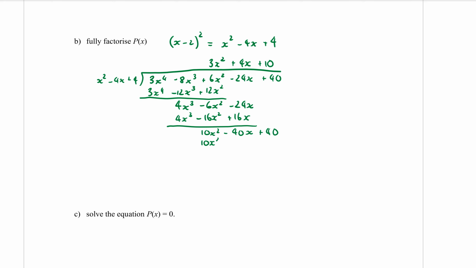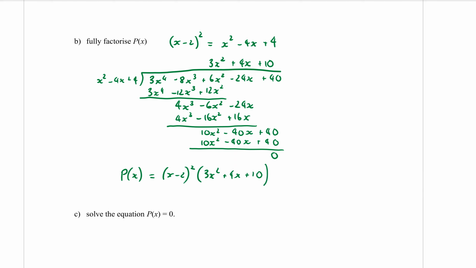Timesing it back out, we get 10x squared. 10 times minus 4 is minus 40x, and 10 times plus 4 is plus 40. So that makes a remainder of 0, which is perfect. So that means that we have the polynomial p of x equals our x minus 2 squared times by 3x squared plus 4x plus 10.